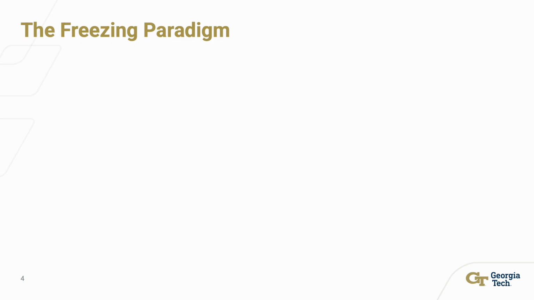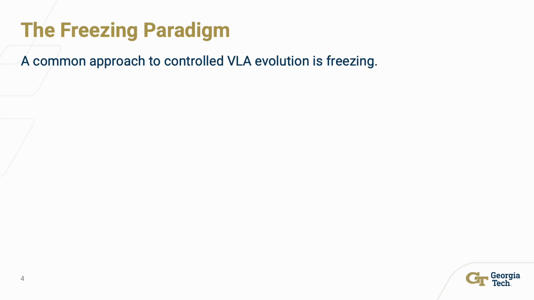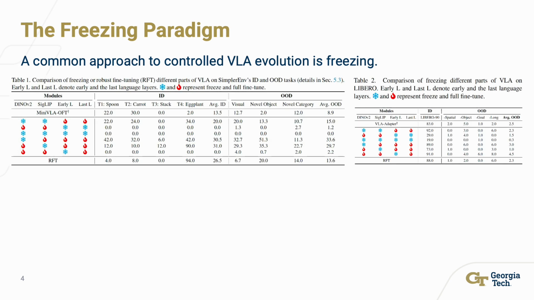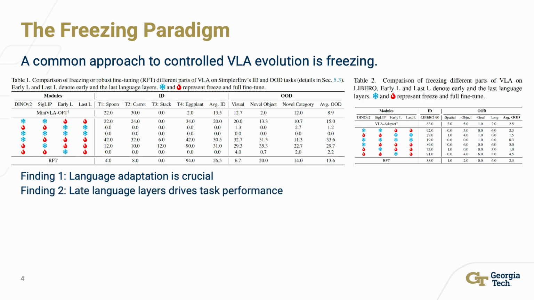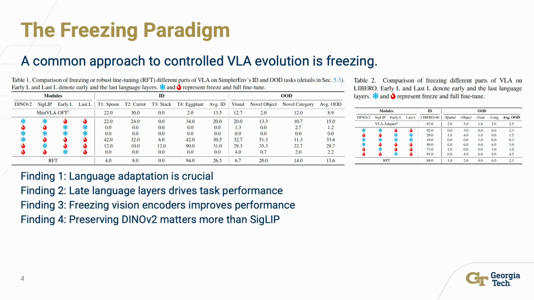We begin with the most naive and common strategy for controlling VLM adaptation, weight freezing. Through a preliminary study that systematically freezes components across two VLA models and evaluates ID and OOD performance on two benchmarks, we identify four stable findings. First, language components must adapt to learn the action SE3 space, with the final language layer before the LM head being especially critical. Second, freezing vision encoders generally improves performance, particularly DINOv2, which appears to preserve key geometric and spatial priors. SigLIP plays an intermediate role, bridging DINOv2 and the downstream language components.